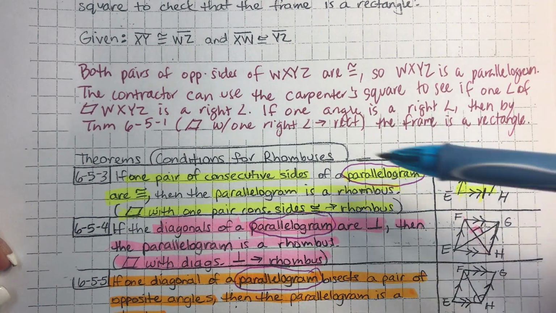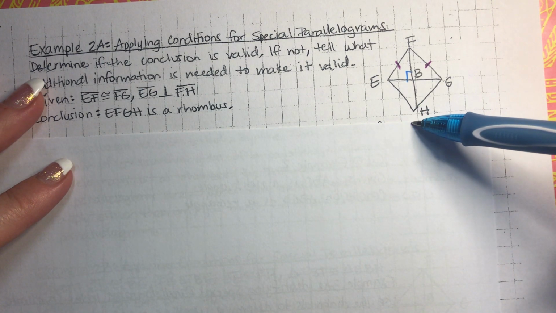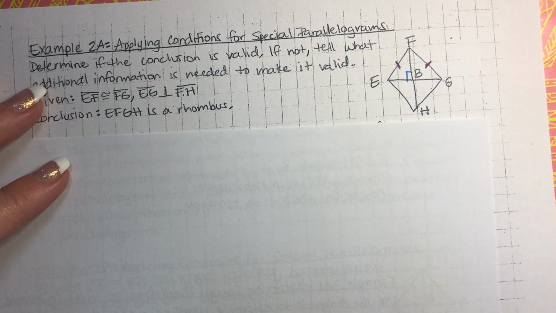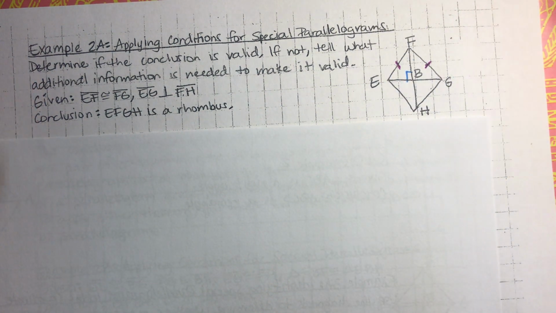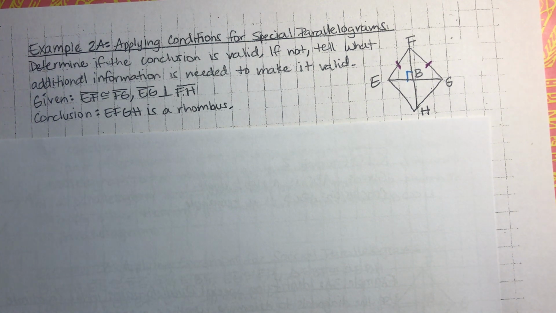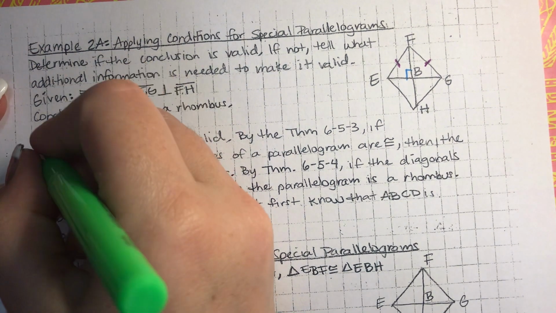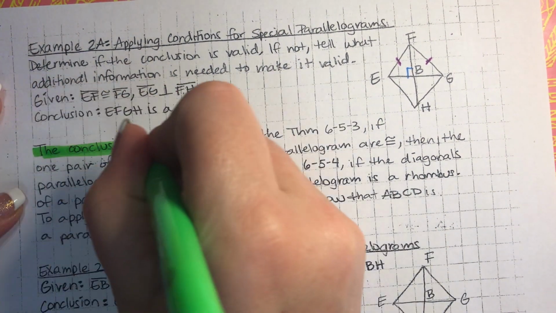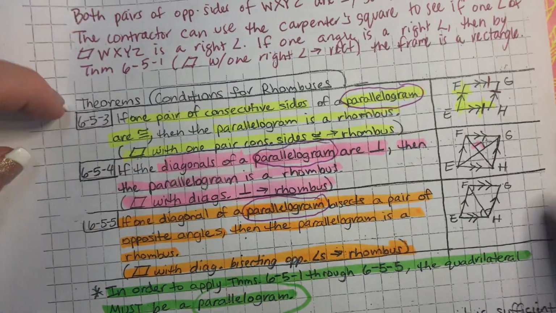Okay, well, let's look at the next one. It says if the diagonals of a parallelogram are perpendicular. Do we have that? Yes, we have diagonals that are perpendicular, but do we have diagonals of a parallelogram? We do not have information that states that this is a parallelogram. So even though these two pieces of information are so close to proving that it's a rhombus, we do not have the fact that it is a parallelogram, so those theorems do not help us. They only help us if it is a parallelogram. So the conclusion is not valid, right? The conclusion is not valid by theorem 6-5-3, which is this lovely theorem here.